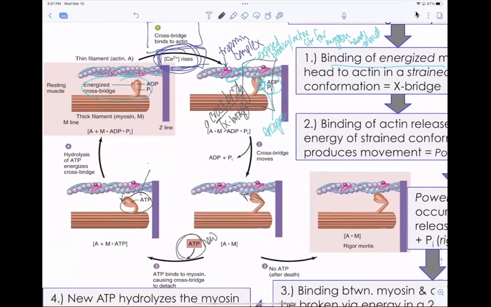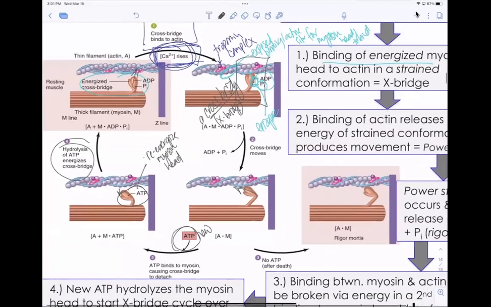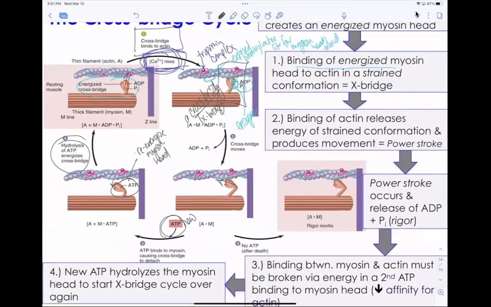And then it will re-energize the myosin head. Right, so the ATPase hydrolyzes or takes out the energy from the ATP high energy phosphate bond and puts it in the myosin head. That's a re-energized myosin head. Now that myosin head is re-energized and can start that cycle over. And so thus it becomes a cross bridge cycle. Cyclical in nature until one of two things happens.